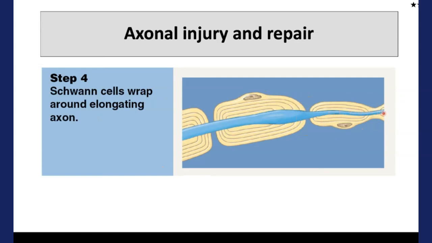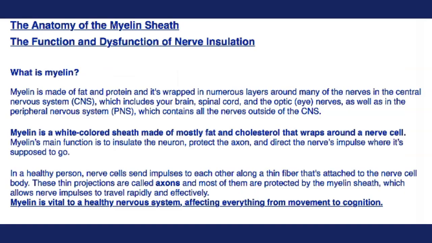Once we have a new axon, the Schwann cells will begin to elongate and wrap around the sheath, forming the myelin. Myelin is a white-colored sheath made of mostly fat and cholesterol that wraps around a nerve cell. Myelin's main function is to insulate the neuron, protect the axon, and direct the nerve's impulse where it's supposed to go. In a healthy person, nerve cells send impulses to each other along the thin fiber that's attached to the nerve cell body. These thin projections are called axons, and most of them are protected by the myelin sheath, which allows nerve impulses to travel rapidly and effectively.